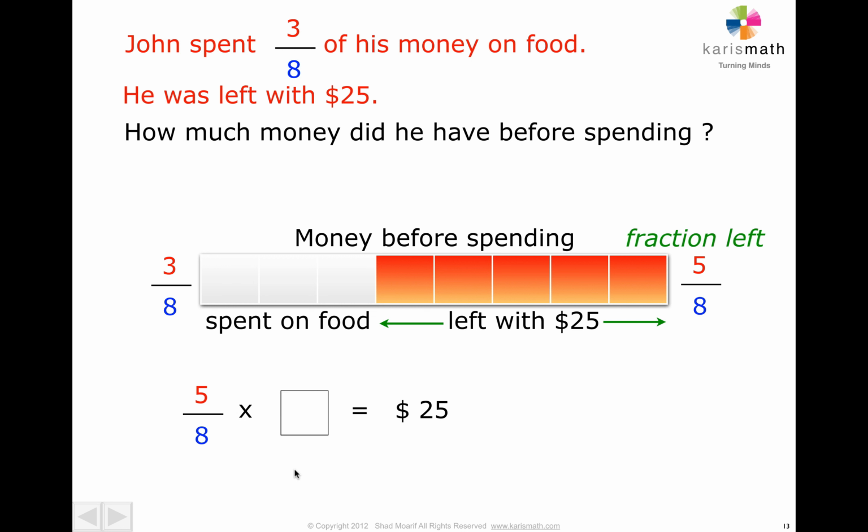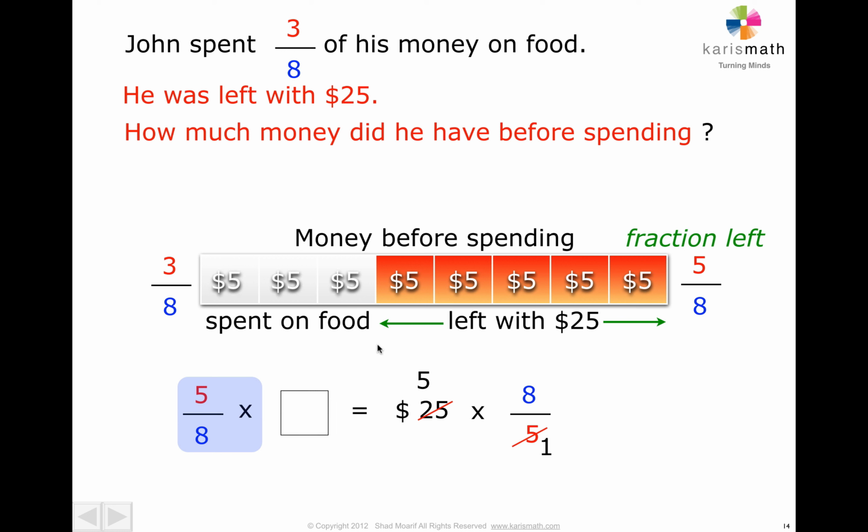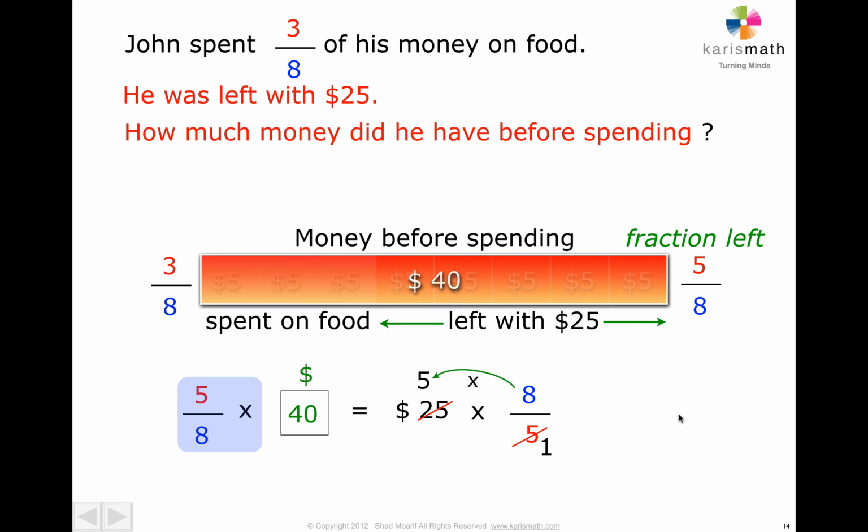So let's do the division thing. So divide 25 by 5/8, and what have we got here? Flip it over, 1 part is 5, 8 parts is 40. All of those parts all together. Each 8th is 5. So 8/8 will be 40. And that's your answer. So how much money did he have before spending? Well, he had $40. As simple as that.